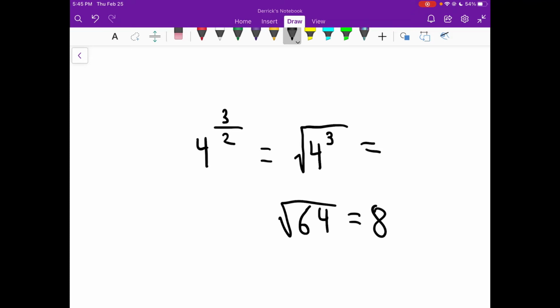Well, what's the square root of 4? 2. But we still haven't taken anything to the third power yet, so that's still there. And what is 2 to the third? Also 8. That's the nice thing with this, if you have a radical and an exponent, it doesn't matter what order you want to do that in. It's your choice.